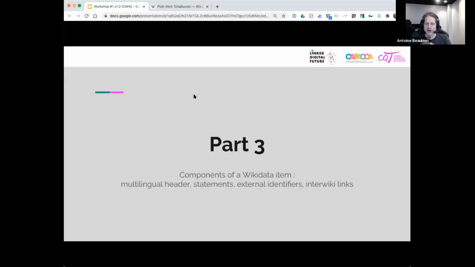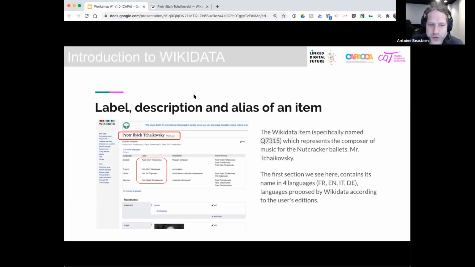So in part 3, we're going to explore the components of a Wikidata item. We're going to really look at a page in Wikidata about an item, and so this will be more concrete. We're going to look at the header at the start, which contains the name and the description, which is multi-language. We're going to look at all the statements that compose a Wikidata item. And we're going to talk about the external identifiers, which are a more particular statement type. And we also are going to look at Interwiki links, which we glanced at earlier on.